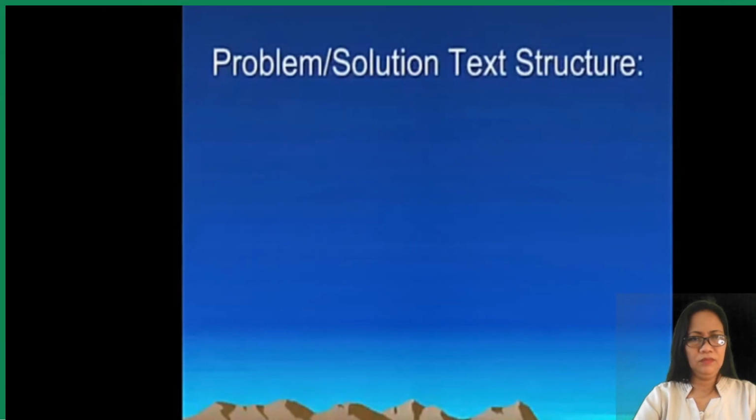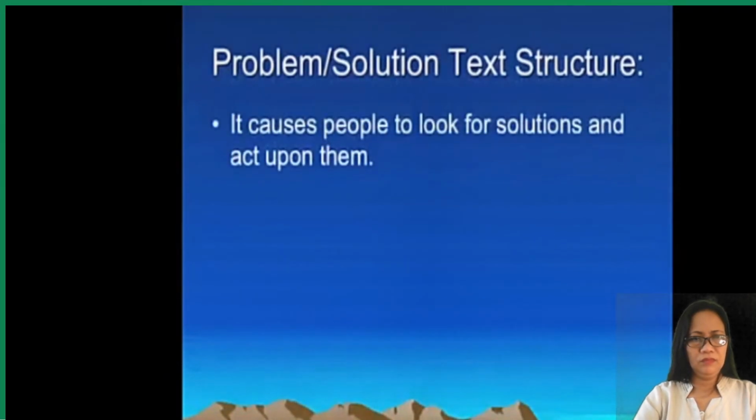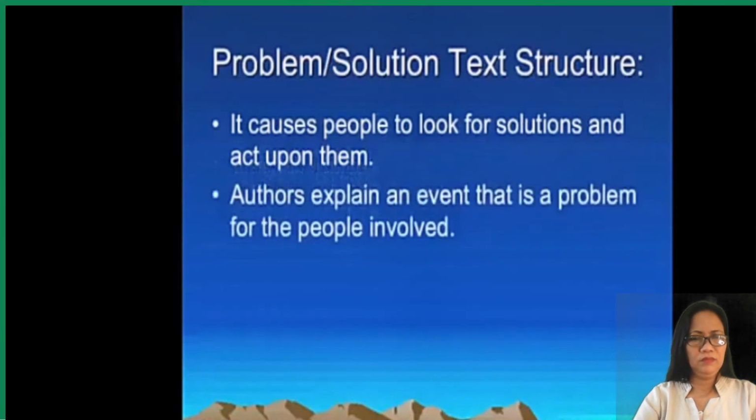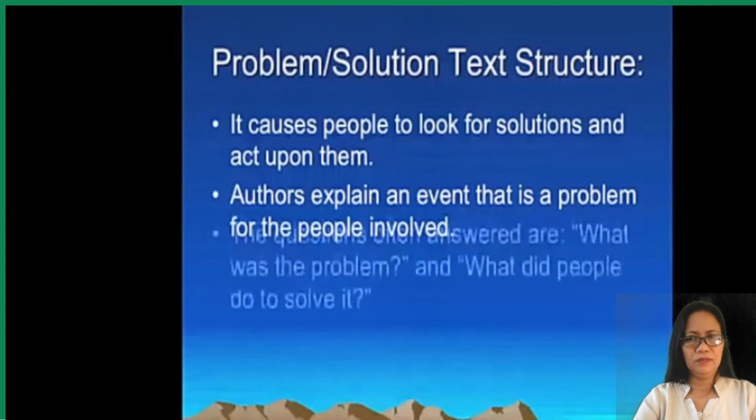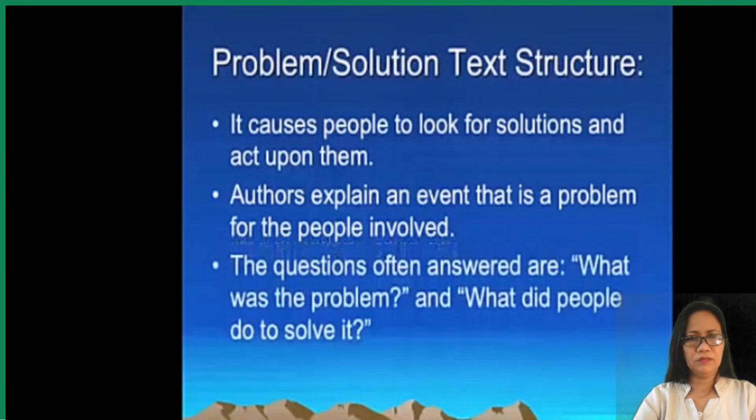Problem and solution text structure causes people to look for solutions and then act upon them. Authors who write this way explain an event that is a problem for the people involved. The questions often answered are: what was the problem and what did the people do to solve that problem?